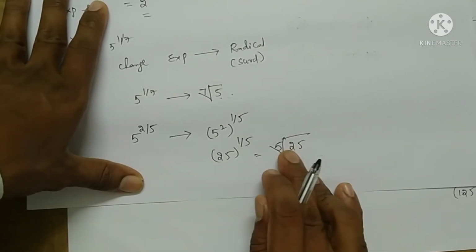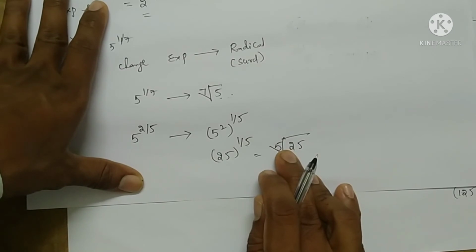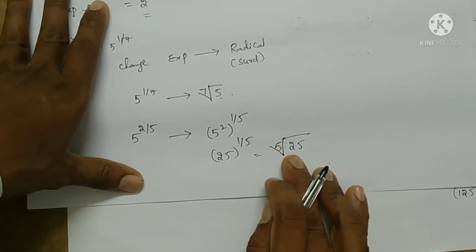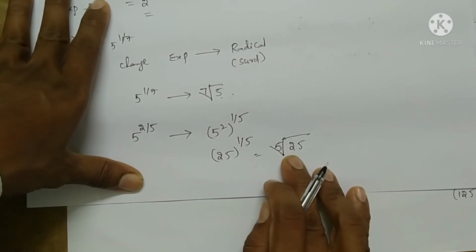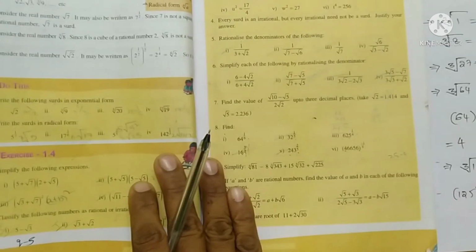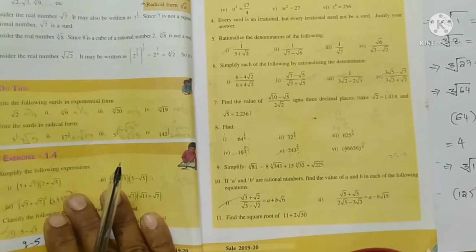So here result is not a rational. So it is also called surds. So fifth root of 25. The result is neither terminating nor repeating. So result is not a rational. So it is a surd. Fifth root of 25 is a surd. So next question. Exercise 1.4.